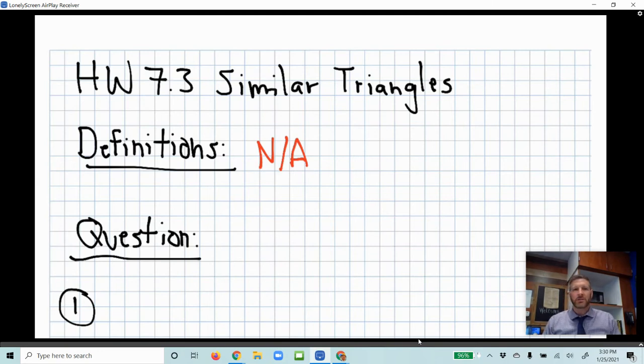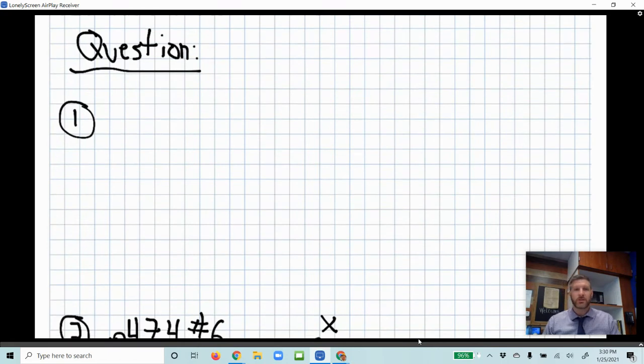So first off, congratulations. There's no definitions. There's nothing we need to define. I might just briefly remind you of what similar means. Similar means two shapes, or in this case two triangles, that are the same shape but different sizes. We're going to look at a couple of theorems for how to prove or know whether or not triangles are in fact similar, again with the same shape, even though they're different sizes. So we're not going to need any definitions. We just have two questions. That's it. So the first question is, what are three ways that you can know triangles are similar?